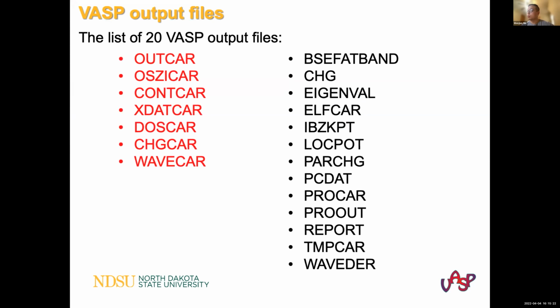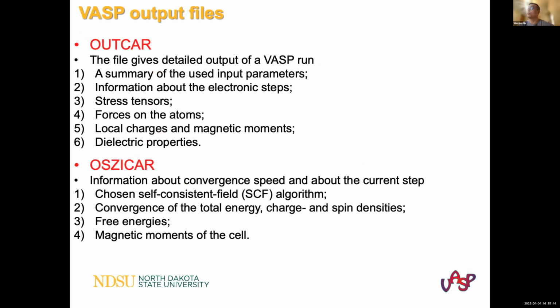There are some main output fields and other fields among the VASP field list. The main output fields include OUTCAR, OSZICAR, CONTCAR, EXHCAR, DOSCAR, CHGCAR, and WAVECAR. Next, I will introduce some detailed information about each kind of output field.